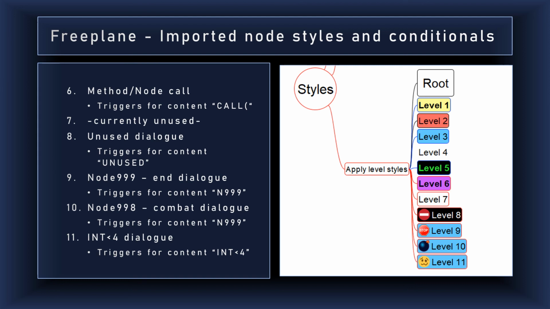Level 11, int less than 4 dialog, or Neanderthal dialog. Currently it triggers if you have int less than 4 in the statement. So if it's if player intelligence less than 4, that's going to automatically flag and put kind of the disconcerted looking face there.